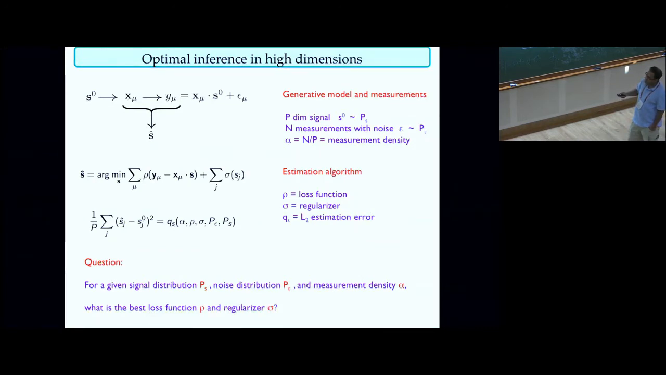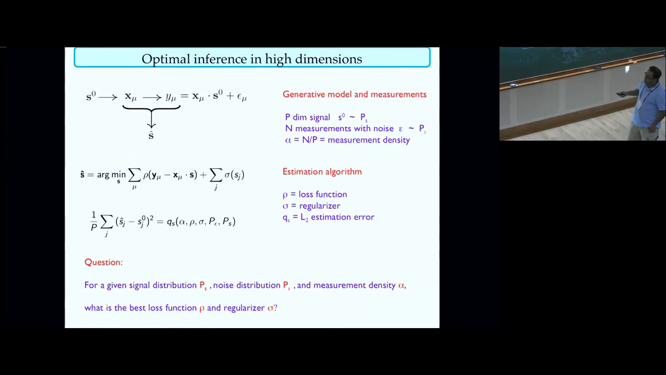You say that S hat is the minimum over all possible candidate signals S0 that you're trying to estimate. You penalize deviations in measurement space, so x mu dot S would be the noise-free measurement that you would get if S were the signal. Y mu is the measurement that you got. So you want to penalize the deviation. So you have a loss function rho that penalizes this deviation. It's monotonically increasing in its argument. And then you may try to regularize the problem by regularizing or penalizing, say, large deviations in Sj, okay? So the estimation algorithm in the data is the specification of a loss function, a regularizer.